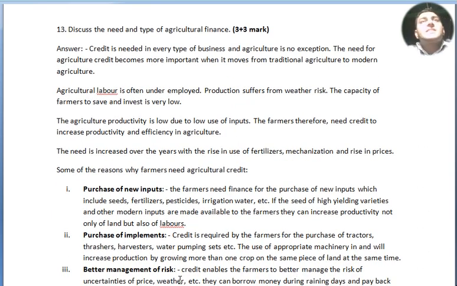Question number 13. Discuss the need and types of agricultural finance. Answer: credit is needed in every type of business and agriculture is no exception. The need for agricultural credit becomes more important when it moves from traditional agriculture to modern agriculture. That means from the conventional method to the modern or today's current period method.